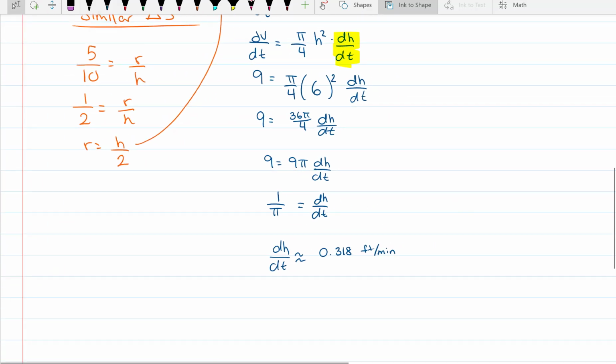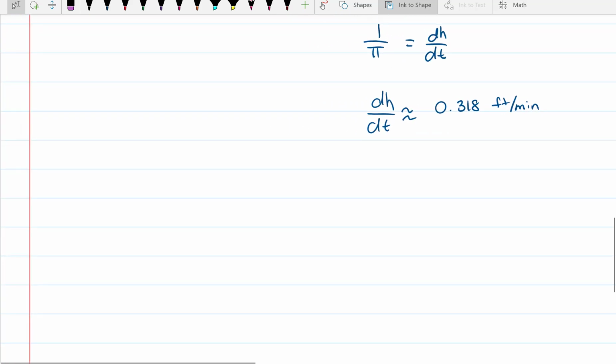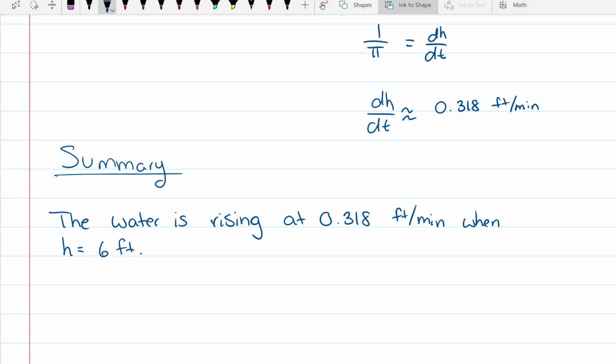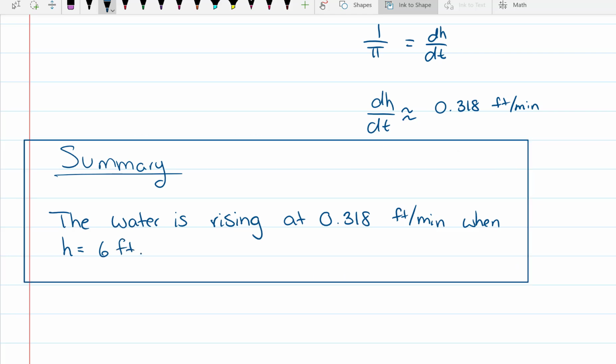That's all the calculus we have to do. So now we're going to write the summary. And we get that the water is rising at 0.318 feet per minute when h is equal to 6 feet. And that's it.